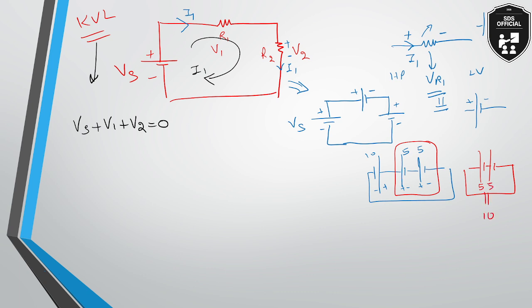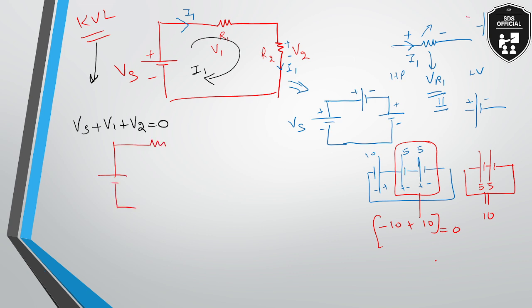But this voltage is in opposite polarity. So if this is 10 volt, this will be minus 10 volt, and if we add these two, the overall voltage will be 0. Is that clear? Now you might have understood what I am trying to say. Okay, so again we should redraw the circuit.